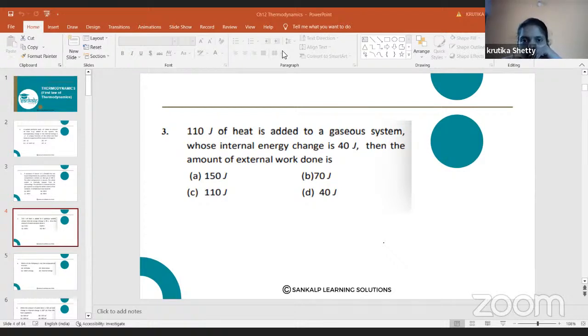I hope there is no doubt in this question. It is dq is equal to du plus dw. We require dw, which is 110 minus 40, that is 70. That is the answer.